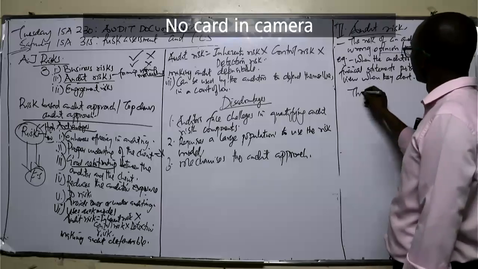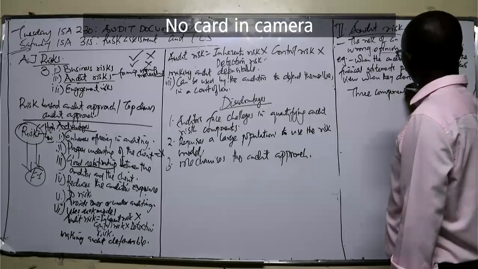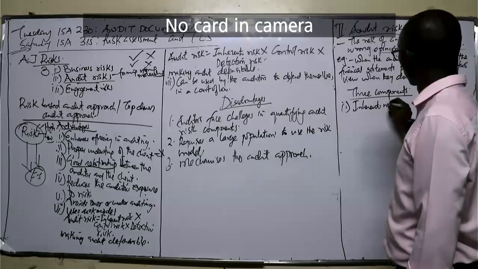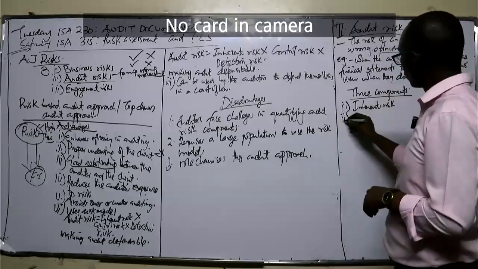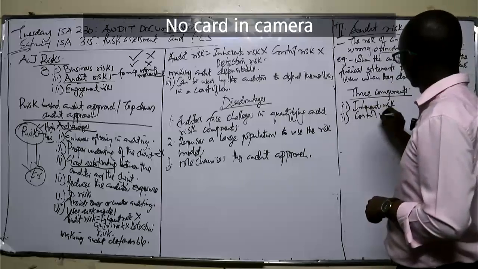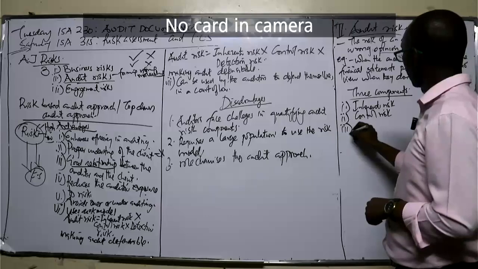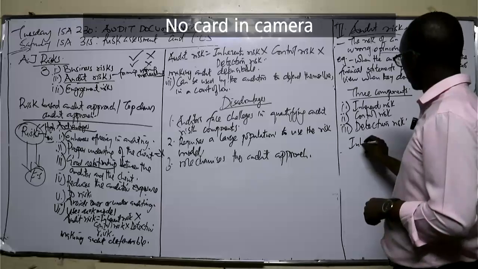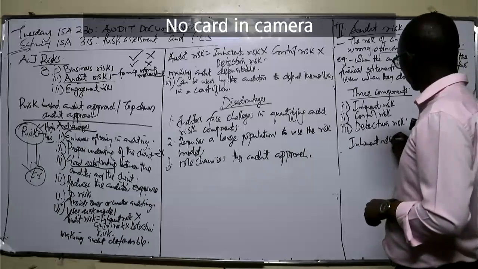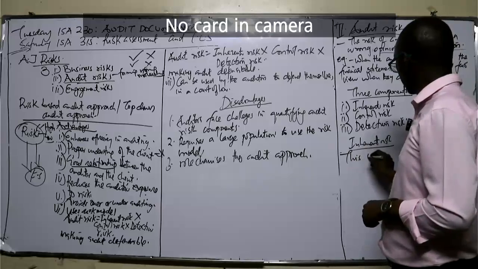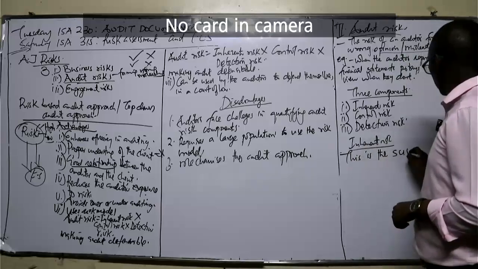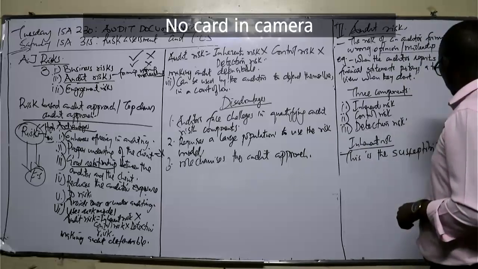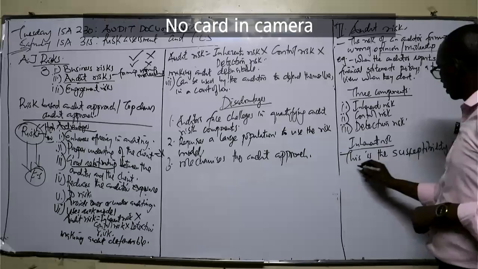Three components of audit risk. Number one, inherent risk. Number two, control risk. Number three, detection risk. So we start with inherent risk. Inherent risk, we say, is the susceptibility of misstatements.